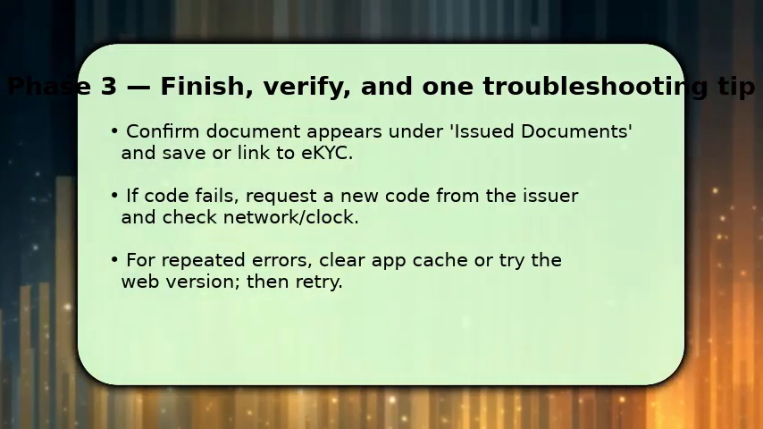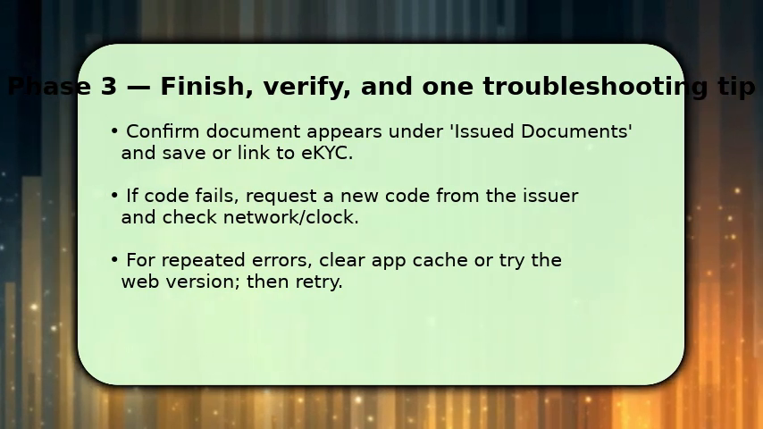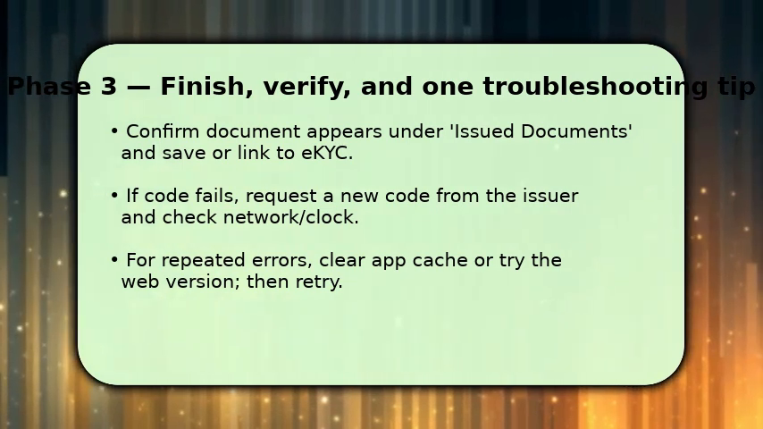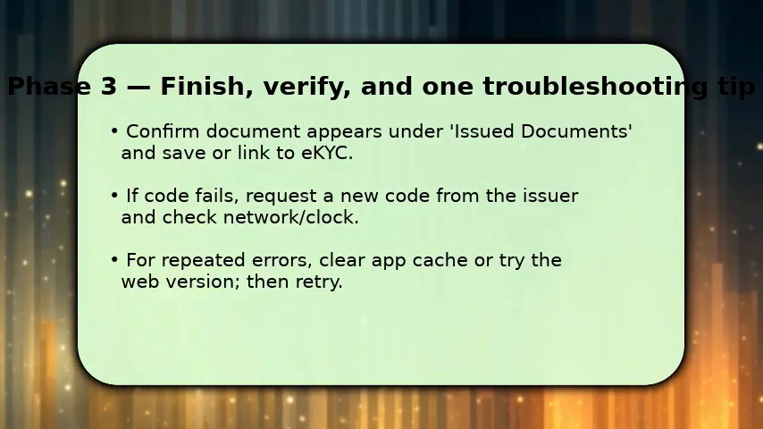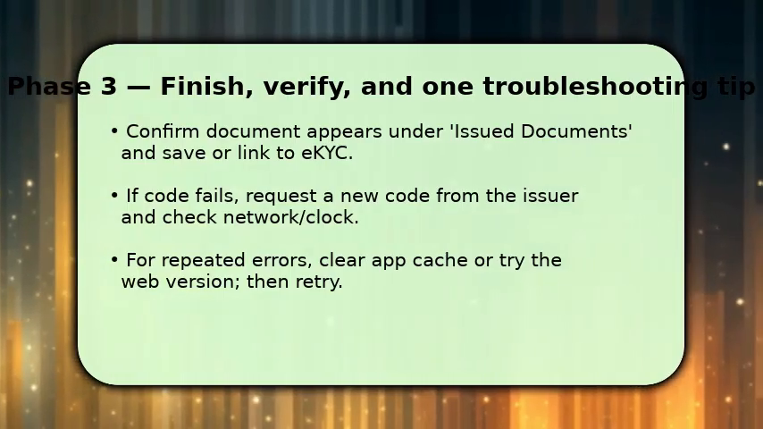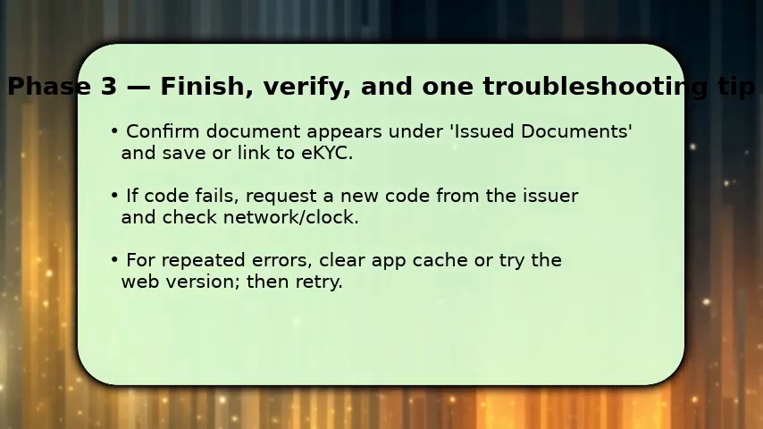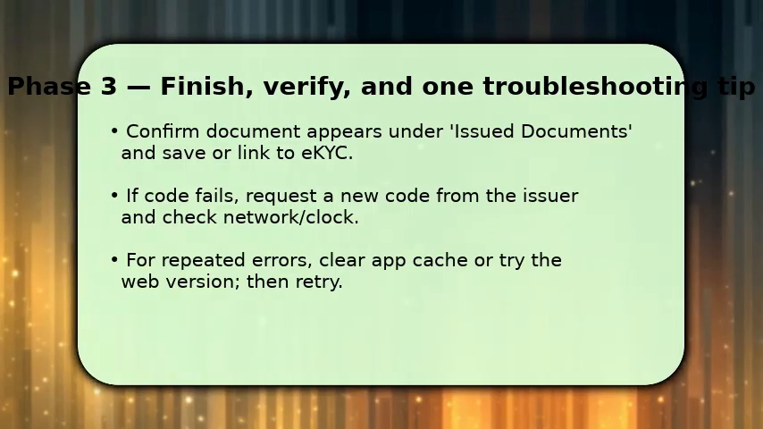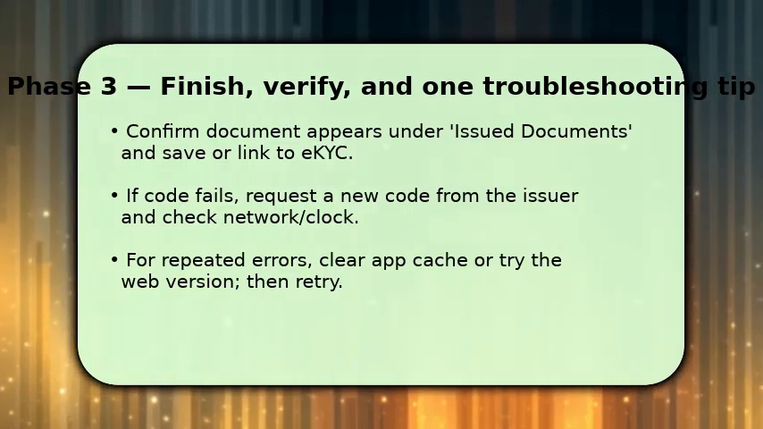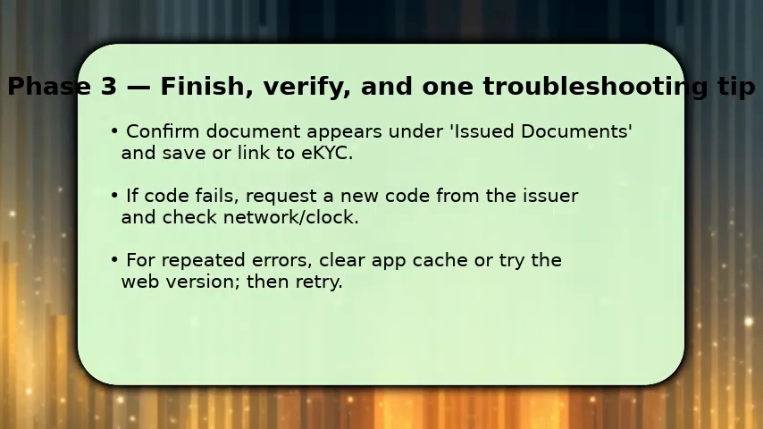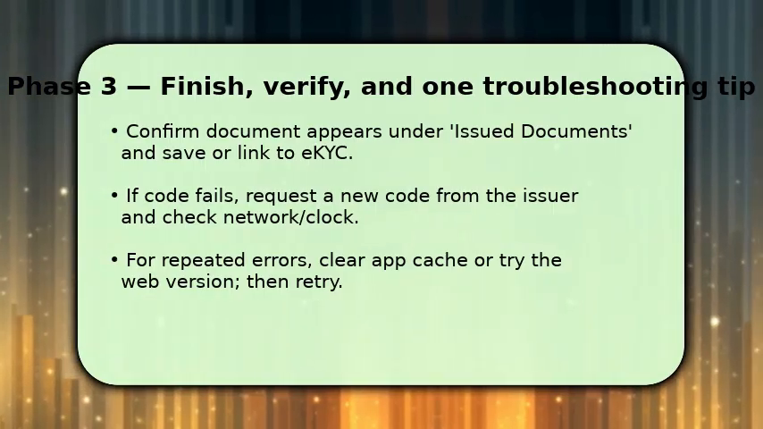If the access code fails, don't panic. Request a new code from the issuer, and make sure your phone's time and network are correct because codes can be time-bound. If problems persist, clear the app cache or switch to the web portal and try again. This often fixes session or token issues. Keep the issuer's contact ready if you need reissuance or verification.